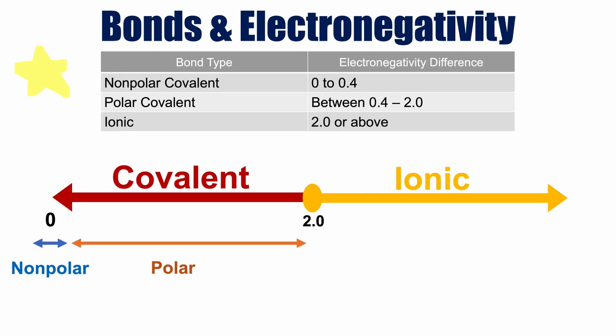At this point, you should be able to take the difference in electronegativity and identify whether an ionic, a polar covalent, or a nonpolar covalent bond is going to be formed. If the difference is 2.0 or above, that's going to be an ionic bond and electrons are going to be completely transferred. If the difference is 0.4 to 2.0, you're going to have a polar covalent bond being formed. Electrons are going to be shared unequally and that dipole is going to be created. If the difference is 0.4 to 0, you're going to have a nonpolar covalent bond. Electrons are shared equally and there is no dipole being formed.